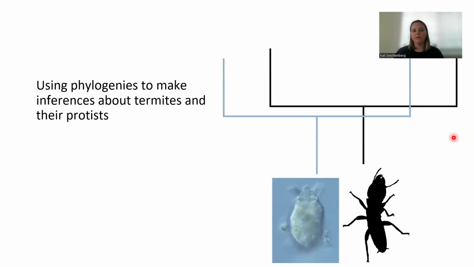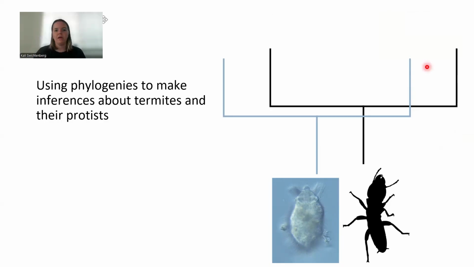So we can use phylogenies to make inferences about, for example, termites and their protists. In this case, what this is showing is that a termite lineage, in black, is diverging. And then in blue is a protist lineage, which is also diverging. So an inference that we can make is that as the termites diverge and evolve, so are the protists that are living in it. That's what this is showing us right here.